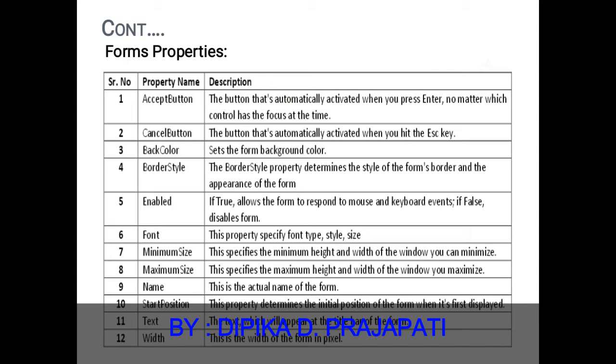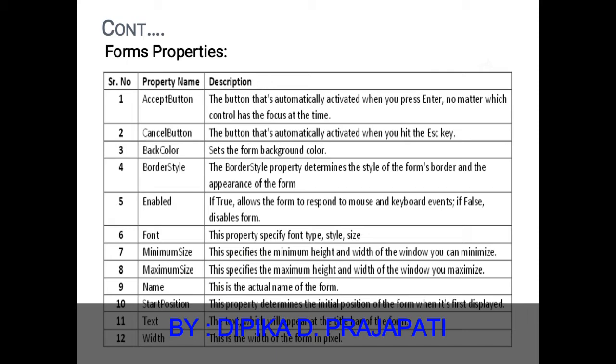And here, AcceptButton: the button that's automatically activated when you press Enter, no matter which control has the focus at the time. Second one is CancelButton: the button that's automatically activated when you hit the Escape key. Third one is BackColor: it sets the form background color. BorderStyle: the border style property determines the style of the form's border and the appearance of the form.